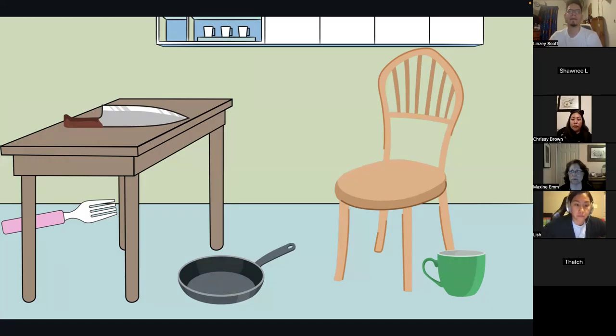These next ones can be a little tricky. Is the pan in front of? Is it beside, or the fork, is that beside or under? I mean, not under, is it behind or is it beside? You can just pick one and I'll be fine with that.